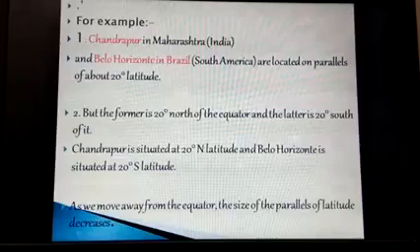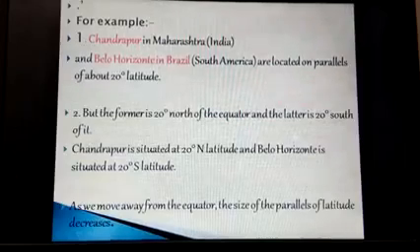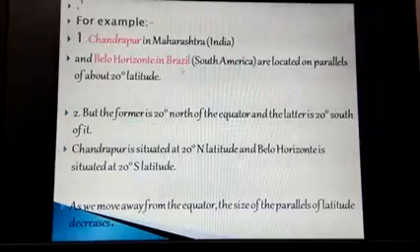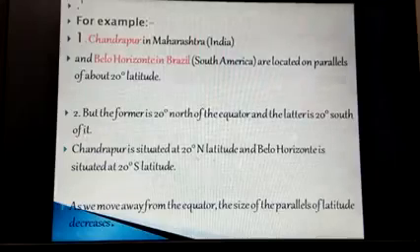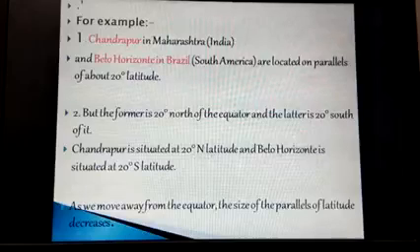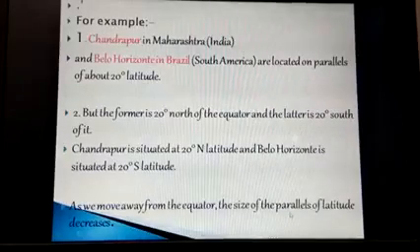But the former is 20 degrees north of the equator and the latter is 20 degrees south of the equator. So there is a difference: at 20 degree north we have Chandrapur in Maharashtra, and Belo Horizonte in Brazil is in the south. You already know Brazil is located in South America, near the Tropic of Capricorn. Chandrapur is on 20 degree north latitude, and Belo Horizonte is on 20 degree south latitude. On this basis we can say there may be different countries.